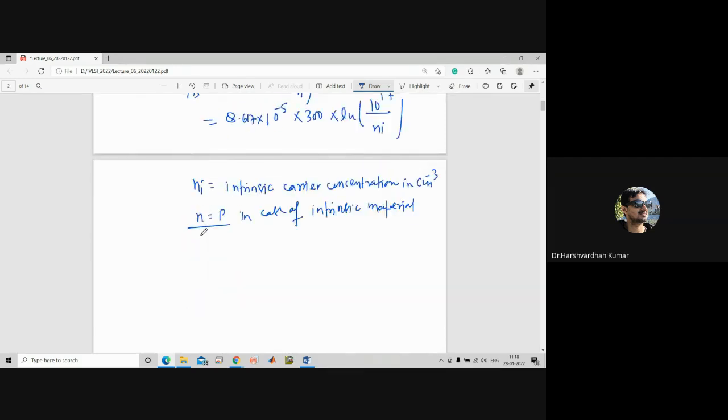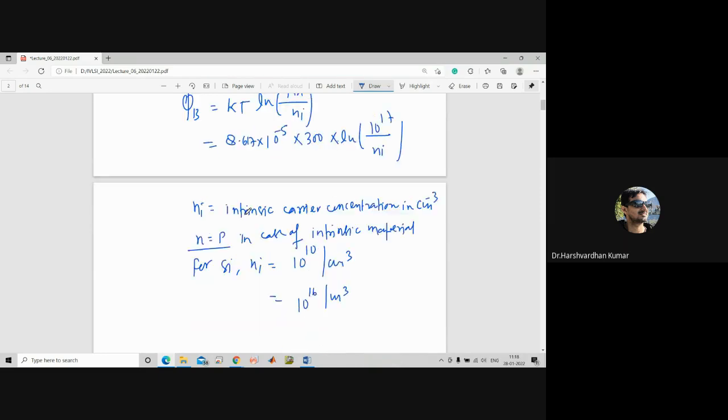So for silicon, Ni is equal to 10 to the power 10 per centimeter cube. So it means 10 into 10 to the power 16 per meter cube. You have to remember this at least for two materials, silicon and germanium. So now you can calculate phi b.